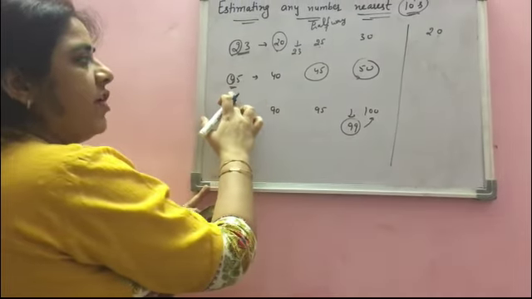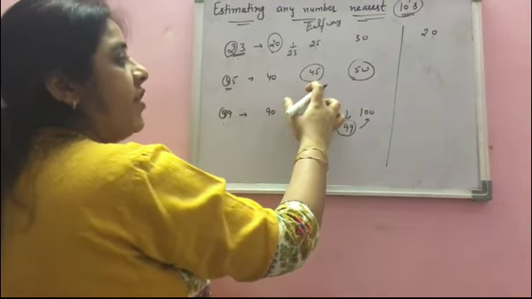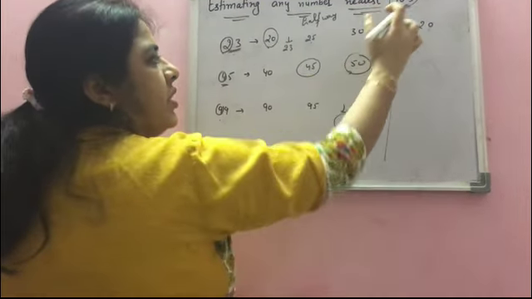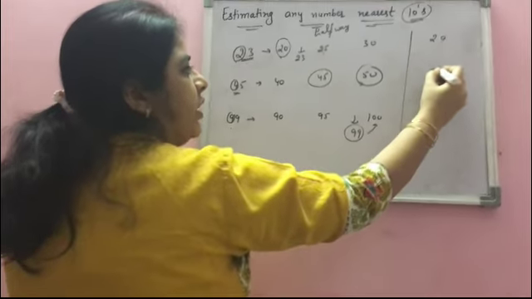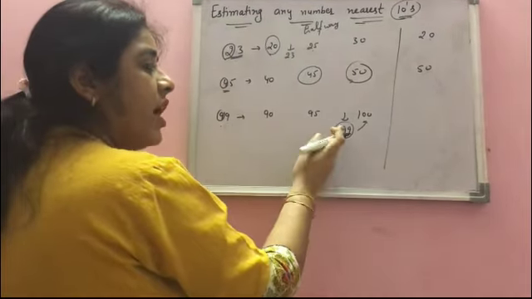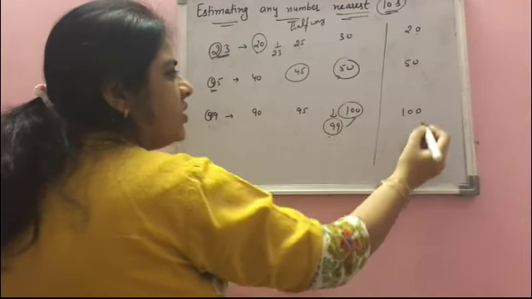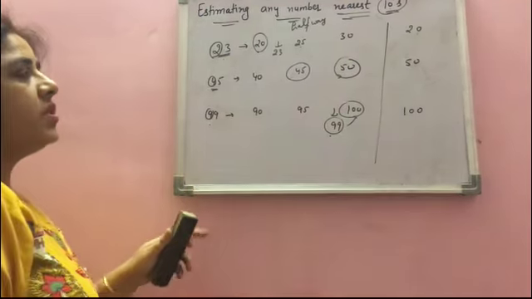Now 45 is exactly the halfway. So 45 estimated to the nearest tens, the answer would be 50. 99 is more than the halfway. It means when 99 is estimated to the nearest tens, it would be 100. So in this way we estimate a 2-digit number to the nearest tens.